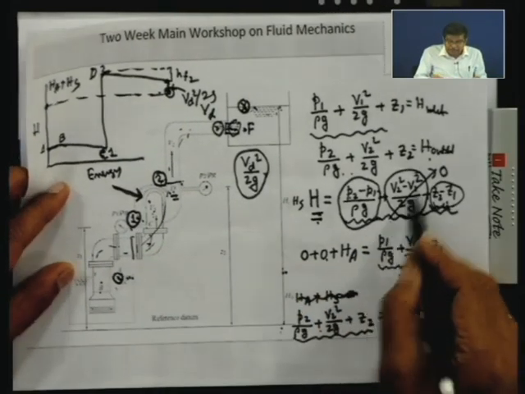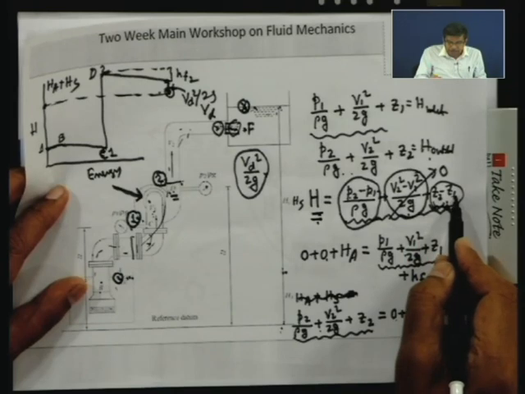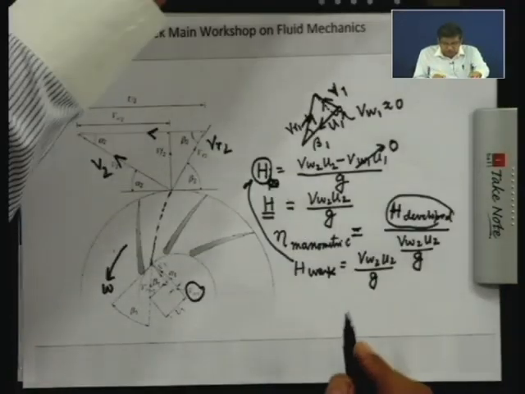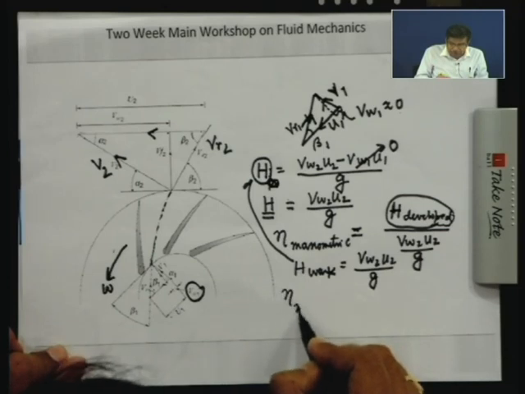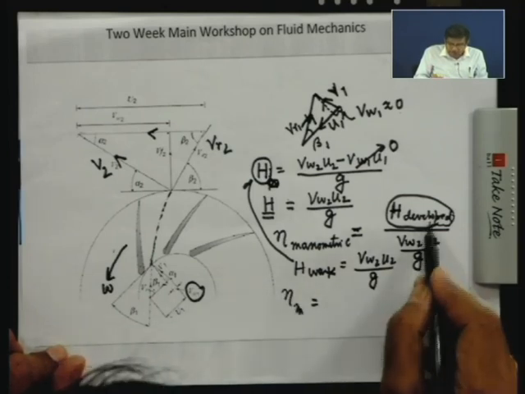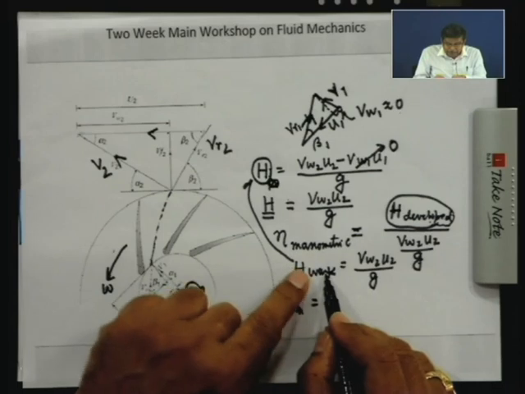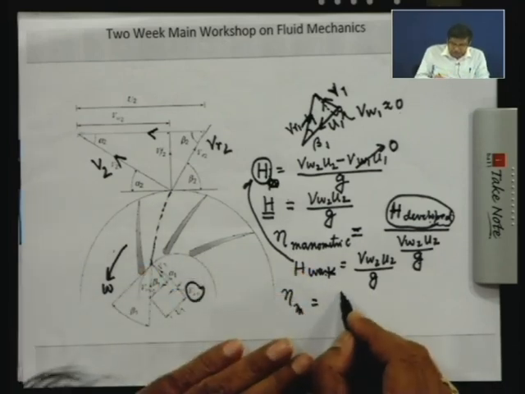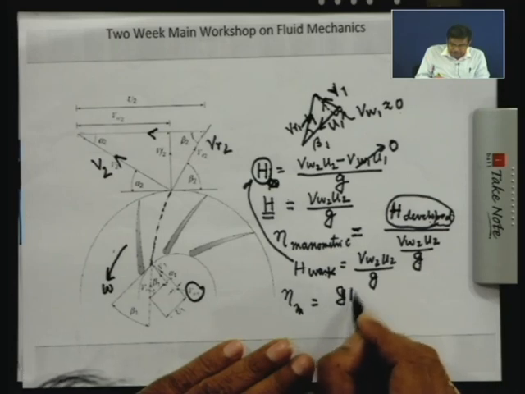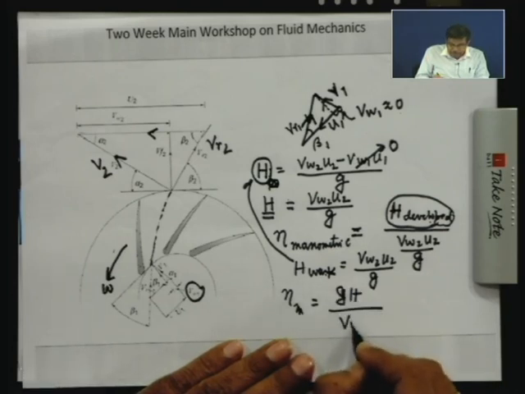If you neglect the velocity head, and neglect Z2, Z1, it is measured by the pressure. So, therefore, this is the output, that is the head developed. So, therefore, eta manometric will be this head developed divided by the work head. Work head means this is the head given to the fluid by the rotor. So, therefore, this is GH divided by VW2 U2.